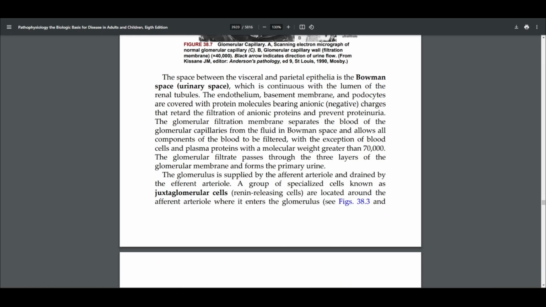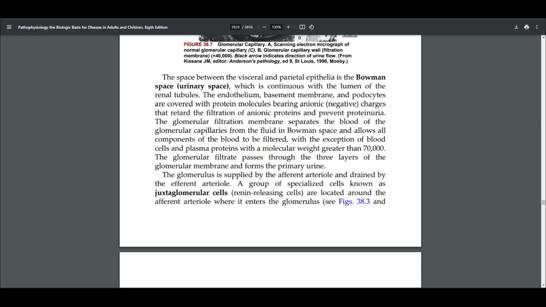So, the space between the visceral and parietal epithelium is the Bowman space, or urinary space, which is continuous with the lumen of the renal tubules. The endothelium, the basement membrane, and the podocytes are covered with protein molecules bearing anionic, or negatively charged, groups that retard the filtration of anionic proteins and prevent proteinuria.